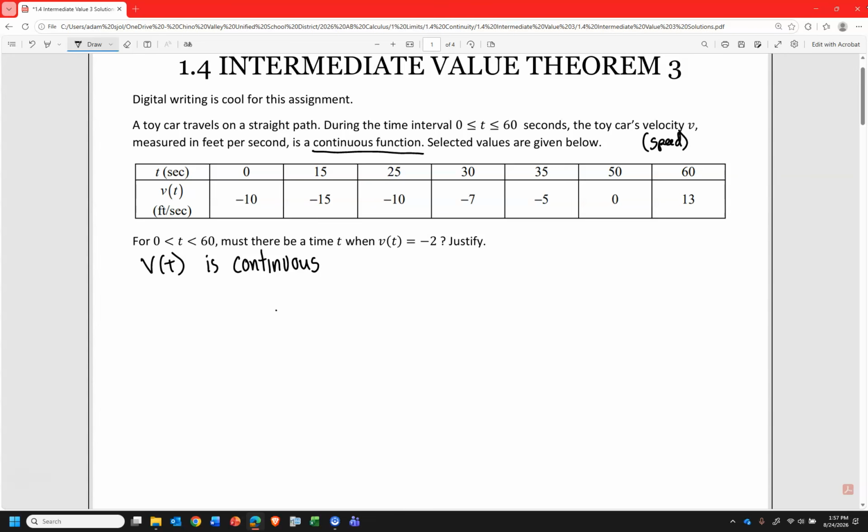Okay. So selected values are given below. Whenever I'm given a table of values, I don't really worry about what's in there. I'm going to read the question and then come back and decide what I need to do. I like blue better than black.